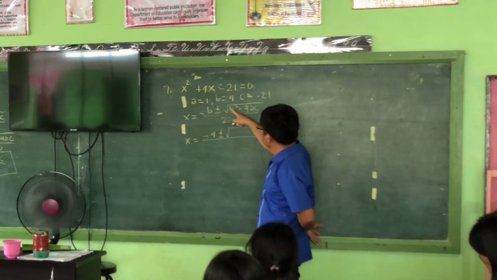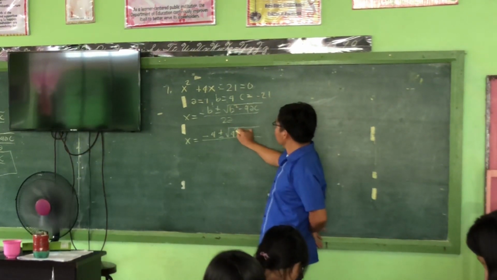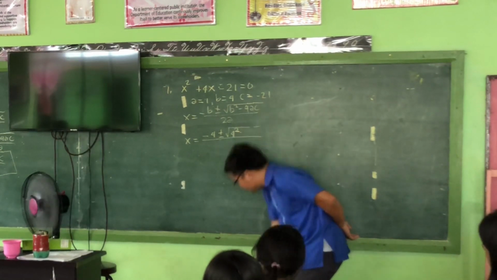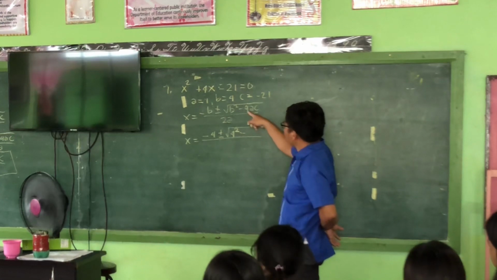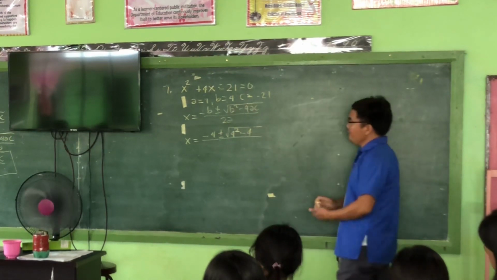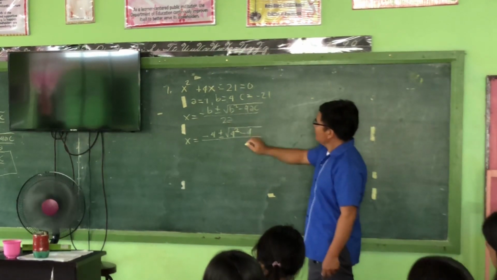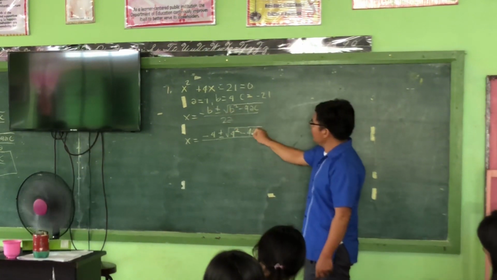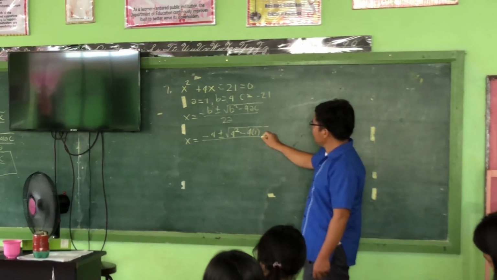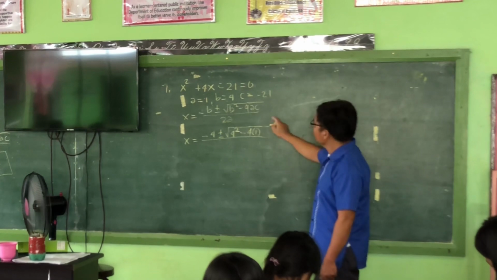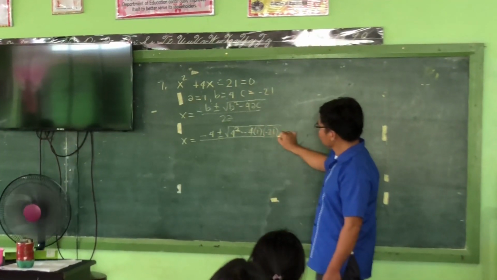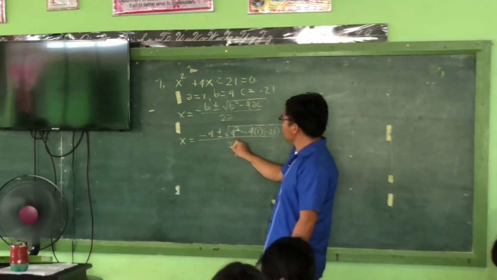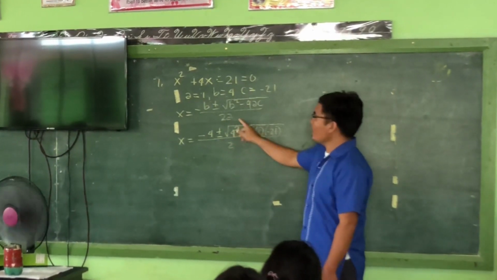4 squared, then minus 4 times, what is the value of A? A is 1. So, times 1, times C. That's negative 21. So, negative 21, over 2 times 1.